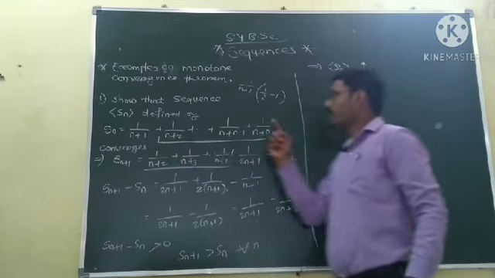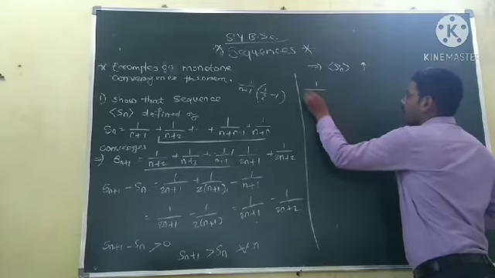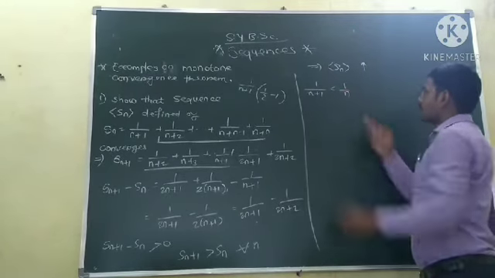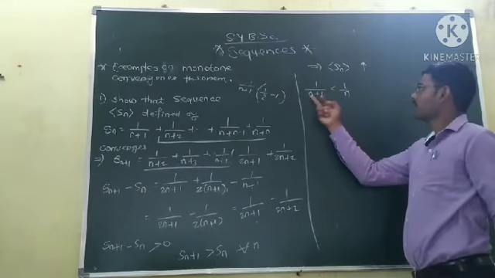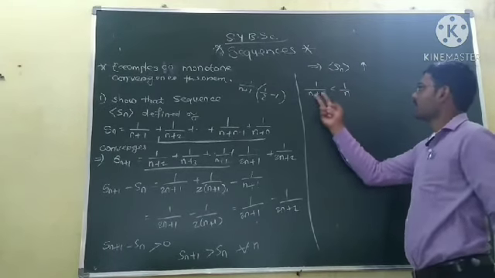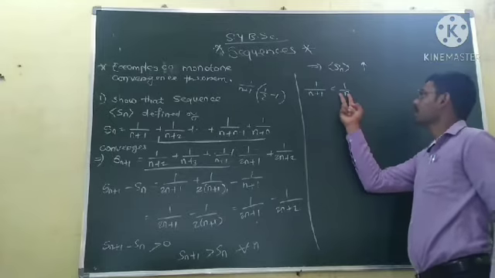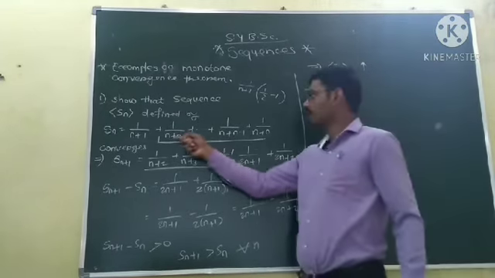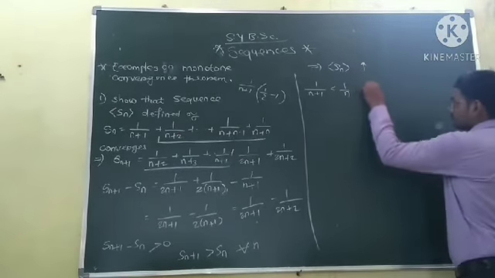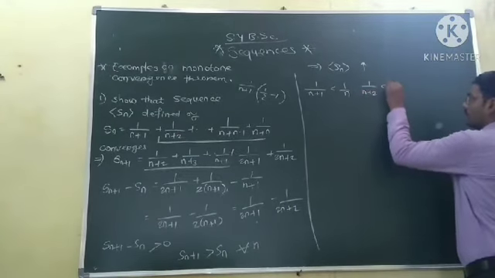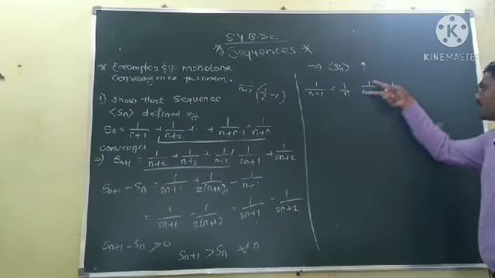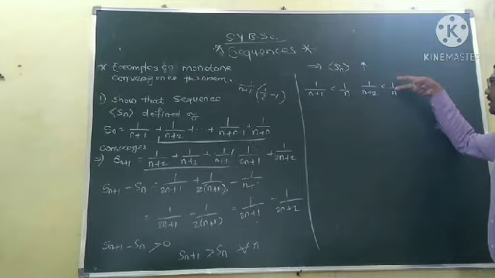Now, we observe that 1 upon n plus 1 is always less than 1 by n, because here the denominator is n, there the denominator is n plus 1, and the numerator is the same. So the denominator is higher than this denominator, so this number is lower than this number. Similarly, 1 upon n plus 2 is also less than 1 by n, because the denominator is greater. As the denominator is higher, this number is less than this number.